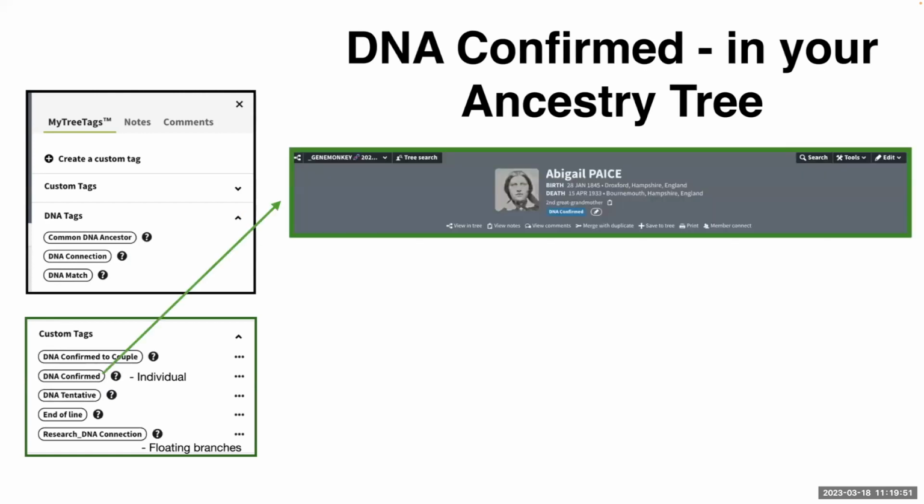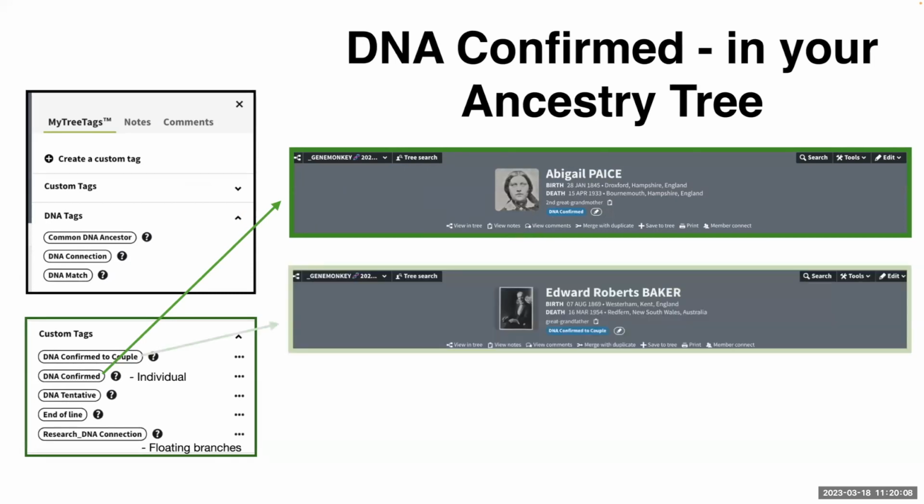And so for a DNA confirmed, I would have someone like Abigail Pace, who I know is my ancestor. I've got matches back on both her sides, on her father's side and her mother's side. And so she's fully confirmed as an individual. Edward Roberts Baker, I only have him confirmed as a couple.